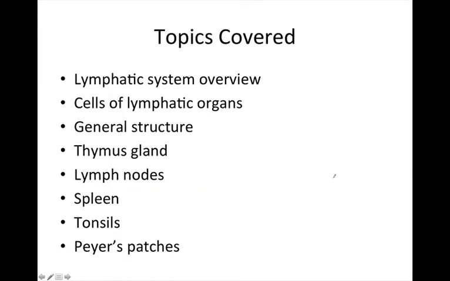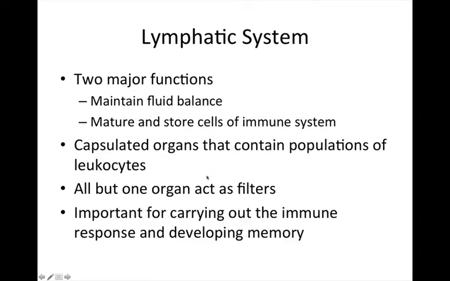So basically, we're going to give a brief overview of the functions of the lymphatic system and then talk about some of the cells and organs and the general structure. And then probably in this video we will talk about the thymus gland as well, because it functions differently than the rest of these organs, and I'll explain that in a little bit. The lymph nodes, spleen, tonsils, and Peyer's patches will be in another video. So on that note, let's dive in.